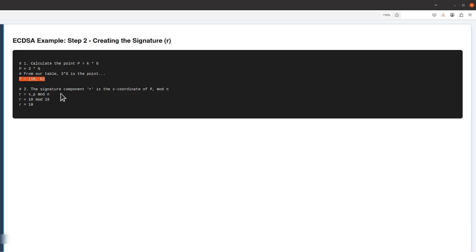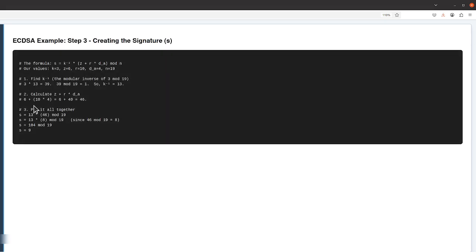The value of r is simply the x-coordinate of this point, taken modulo the group order n. So, r equals 10 mod 19, which is 10. The first half of our signature is complete. r equals 10.